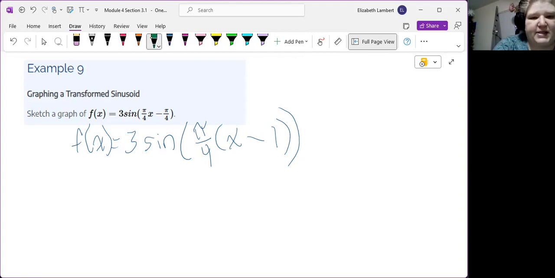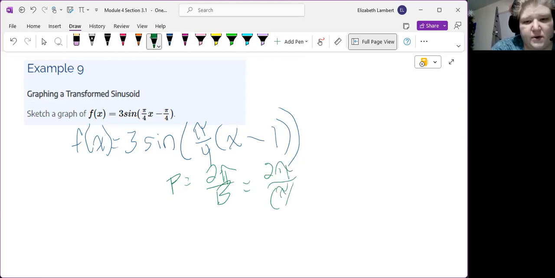All right, so let's start with that. Period equals 2 pi over b. So this is 2 pi over pi over 4, which means we're going to multiply by 4 over pi. Pi's cancel. 2 times 4 is 8. So our period is 8 units long.